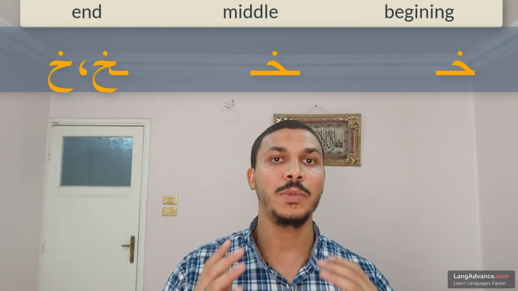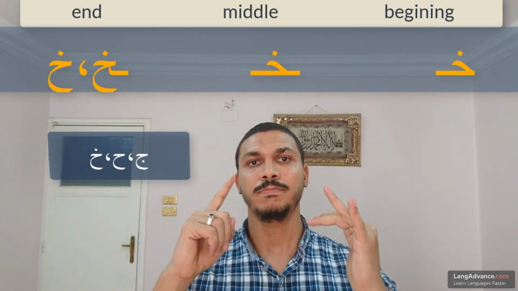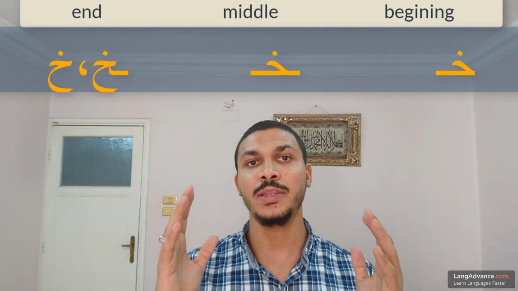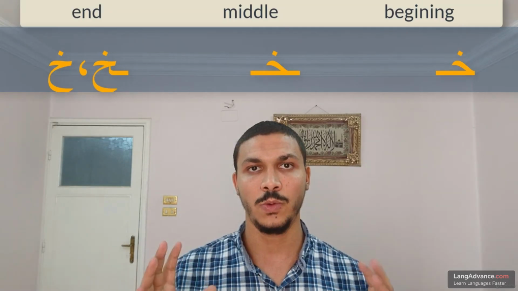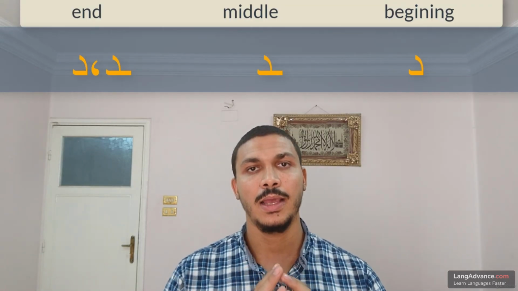So we continue. Kha. Kha beginning, Kha middle, Kha at the end. So Jim, Ha and Kha, these three letters are sharing the same changing. All right? Okay, let's go to the next letter. Dal. Dal beginning, Dal in the middle, Dal at the end.